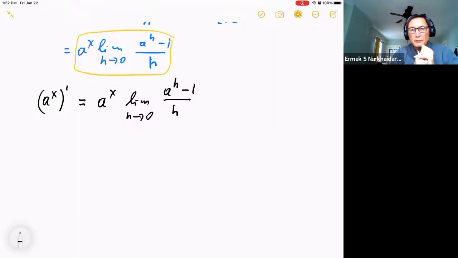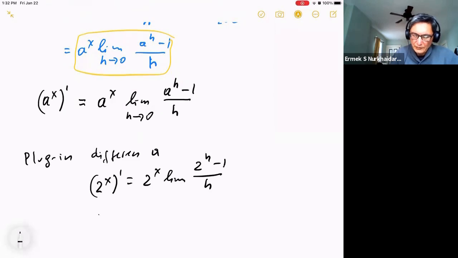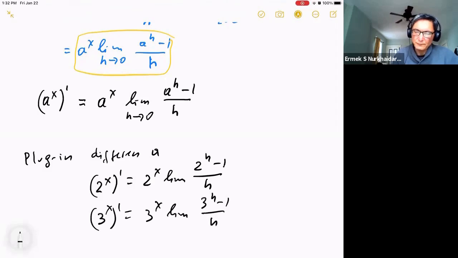And now we can plug in different values of a and calculate different derivatives. For example, the derivative of 2 to x will be 2 to x times the limit of 2 to h minus 1 over h. The derivative of 3 to x is going to be 3 to x times the limit of 3 to h minus 1 over h. Okay.